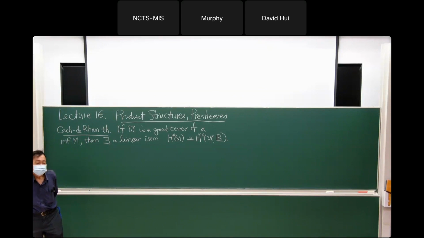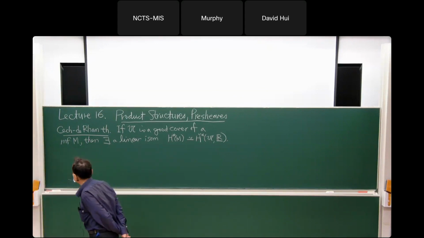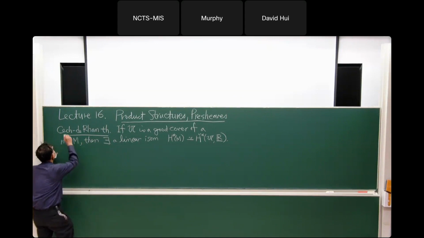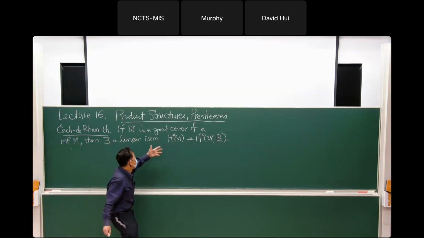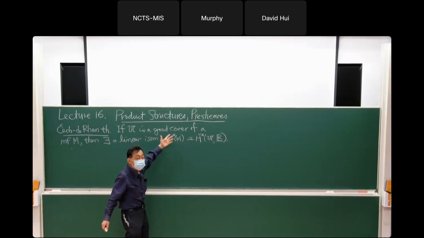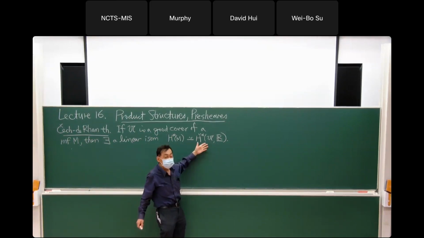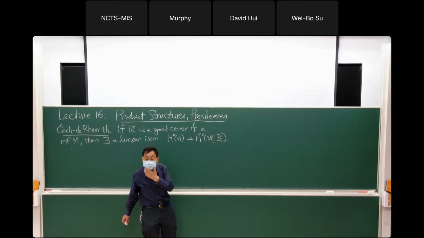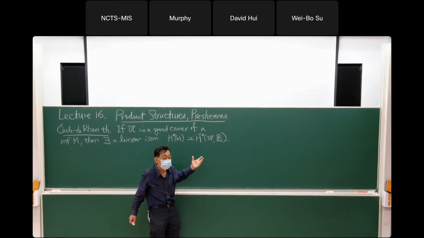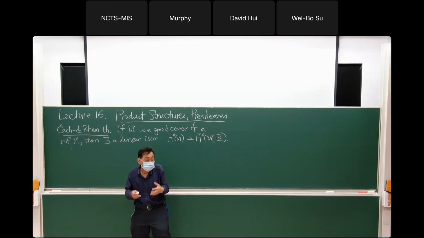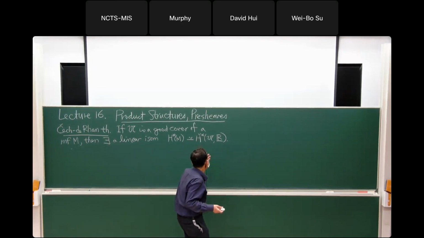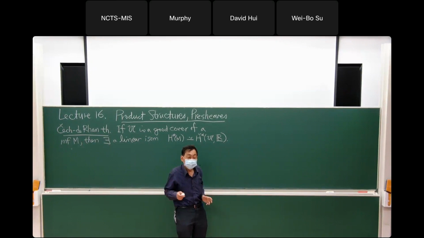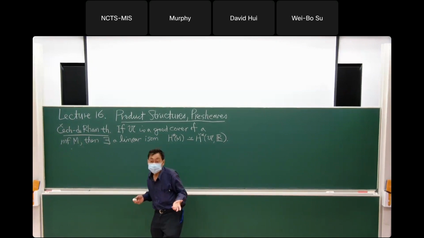Okay, so let's get started. Last time we proved this theorem, the Čech-de Rham isomorphism. So we showed that if U is a good cover of a manifold, then de Rham cohomology can be computed as the Čech cohomology of the good cover. Now, this means that de Rham cohomology really doesn't depend on differential forms. It only depends on how the open sets intersect in a good cover.